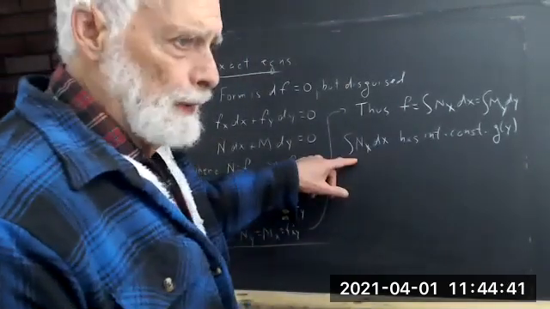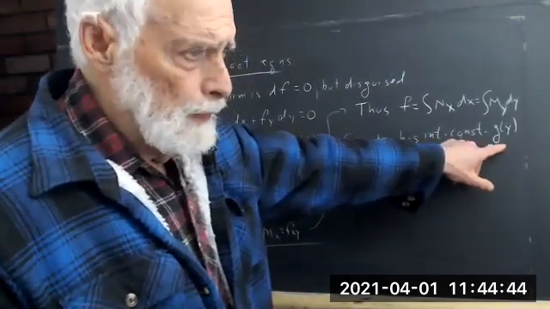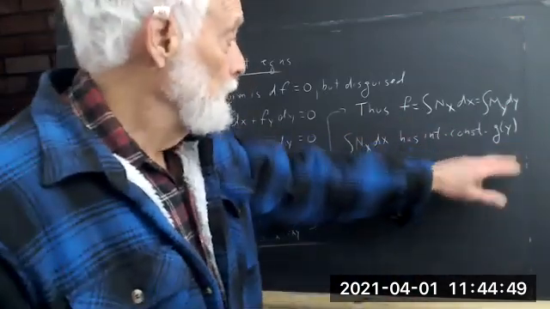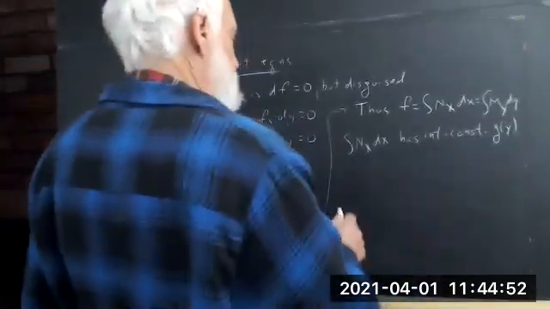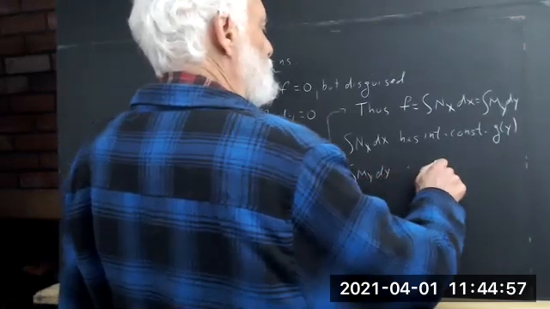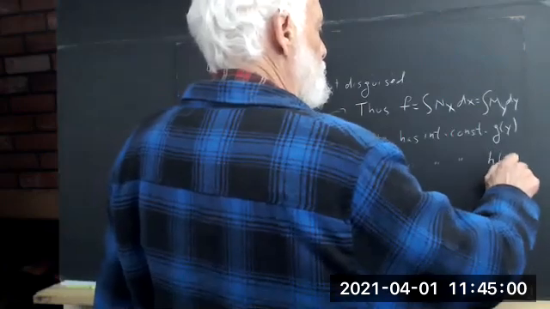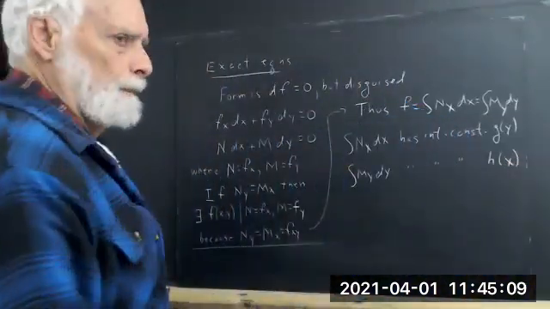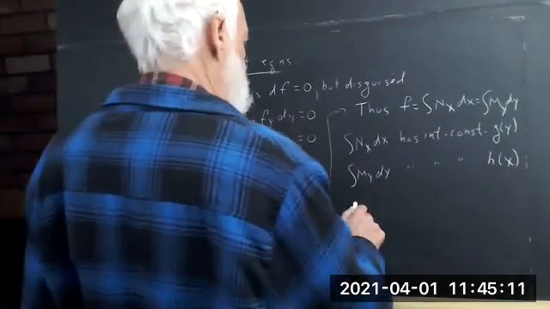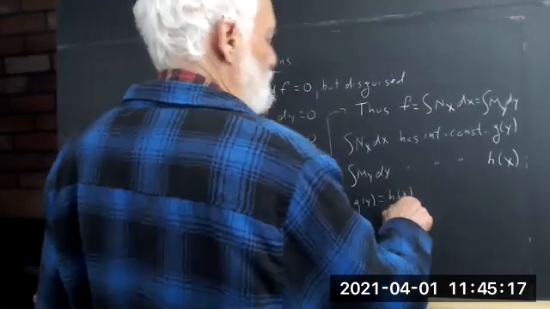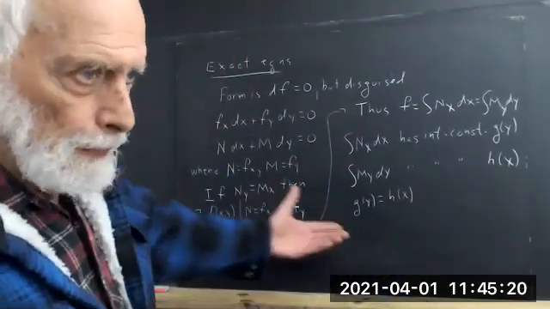Since you're integrating with respect to x, your integration constant, well, any function of y is constant with respect to x. So you're going to get this function. And the integral of my with respect to y has integration constant h of x. And g of y has to equal h of x. Well, those are your conditions.